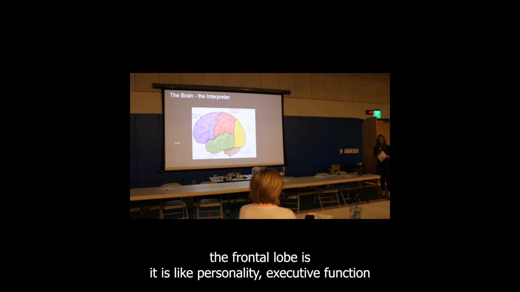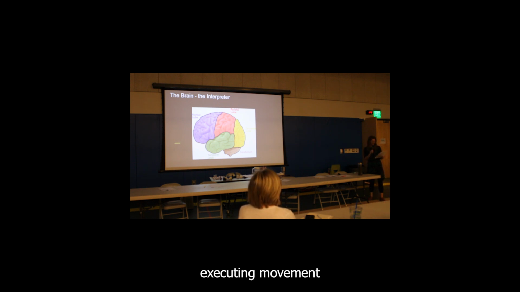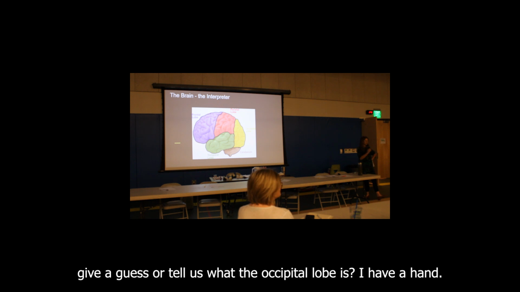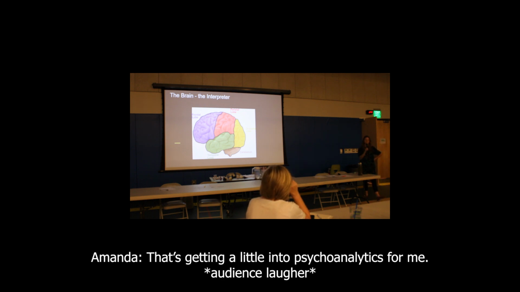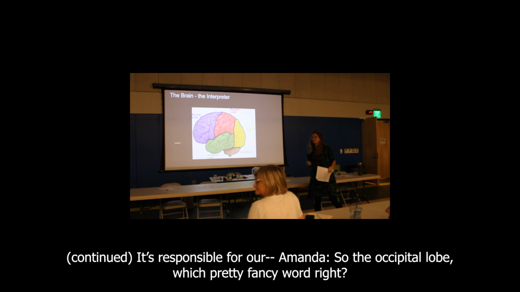So the frontal lobe is like personality, executive function. It plays a big role in that. Decision making, executing movement. And the occipital lobe, do we have anyone who wants to give a guess or tell their knowledge of what the occipital lobe is? Oh, I have a hand. How about ego and super ego? That's getting a little into psychoanalytics for me. Okay, I have someone, Anne-Marie. Vision. It's responsible for our vision.